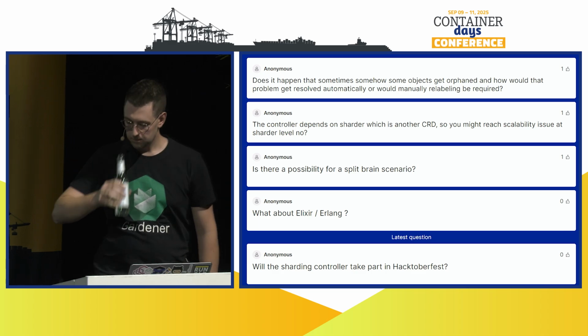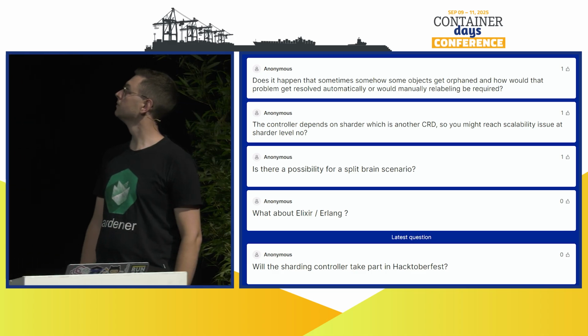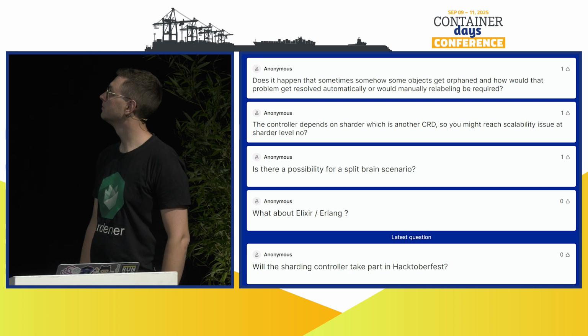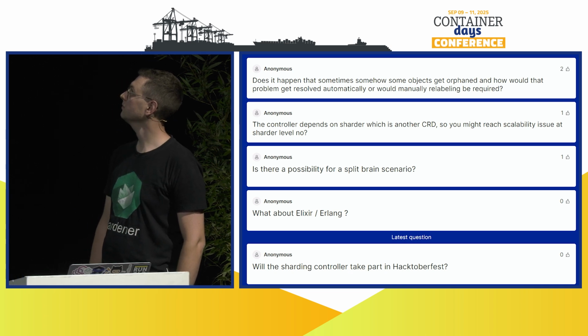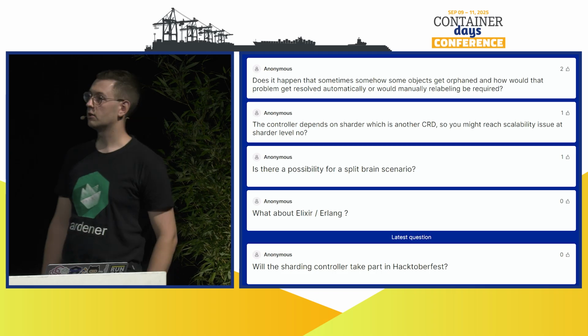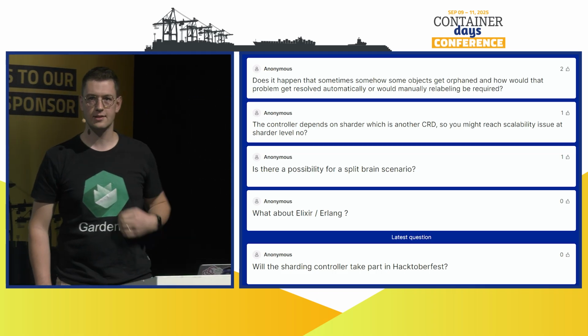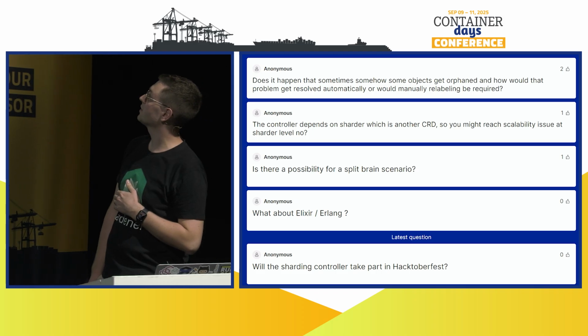Does it happen that sometimes, somehow, some objects get orphaned, and how would that problem get resolved automatically? Or would manually relabeling be required? Okay, so updates in the number of shards, I guess, is meant by this question.